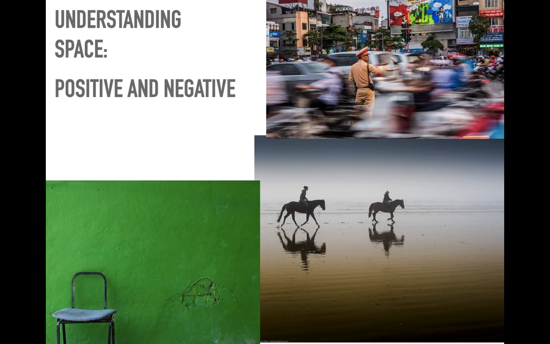This is easiest to see if a photograph is really simple. Like on the bottom left, the chair is our positive space, and then everything else is the negative space, the wall. And I also put the top right picture in there because I wanted to show you that this idea still applies even if it's a more busy photograph. Our subject here is the traffic cop, the positive space is him, and the negative space is everything else.